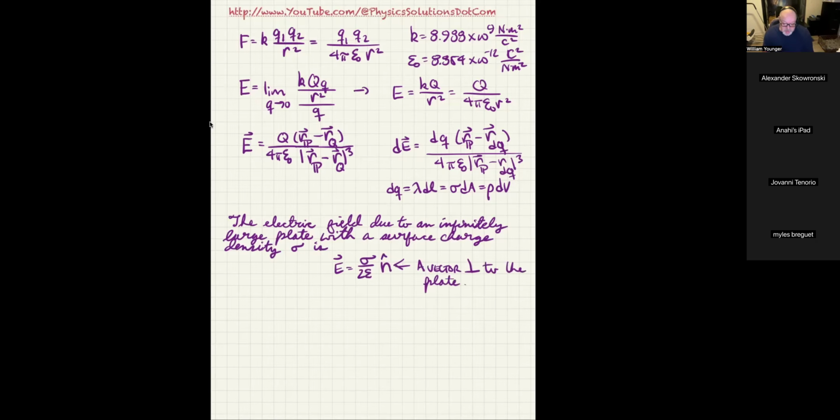So I did derive this last time. It became quite a bit more complicated formula. It was sigma over 2 epsilon naught k hat times, I want to say, 1 over the square root of r squared plus z squared, minus 1 or something like that, in parentheses. So those last two terms were in parentheses, but when you take the limit as the radius is much, much larger than z, the distance away, you got this little result.